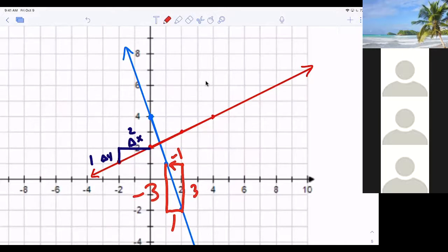It doesn't matter. If you pick any 2 points, it's going to be the same ratio. 1/2 is the same as 2/4. It's the same as 3/6.